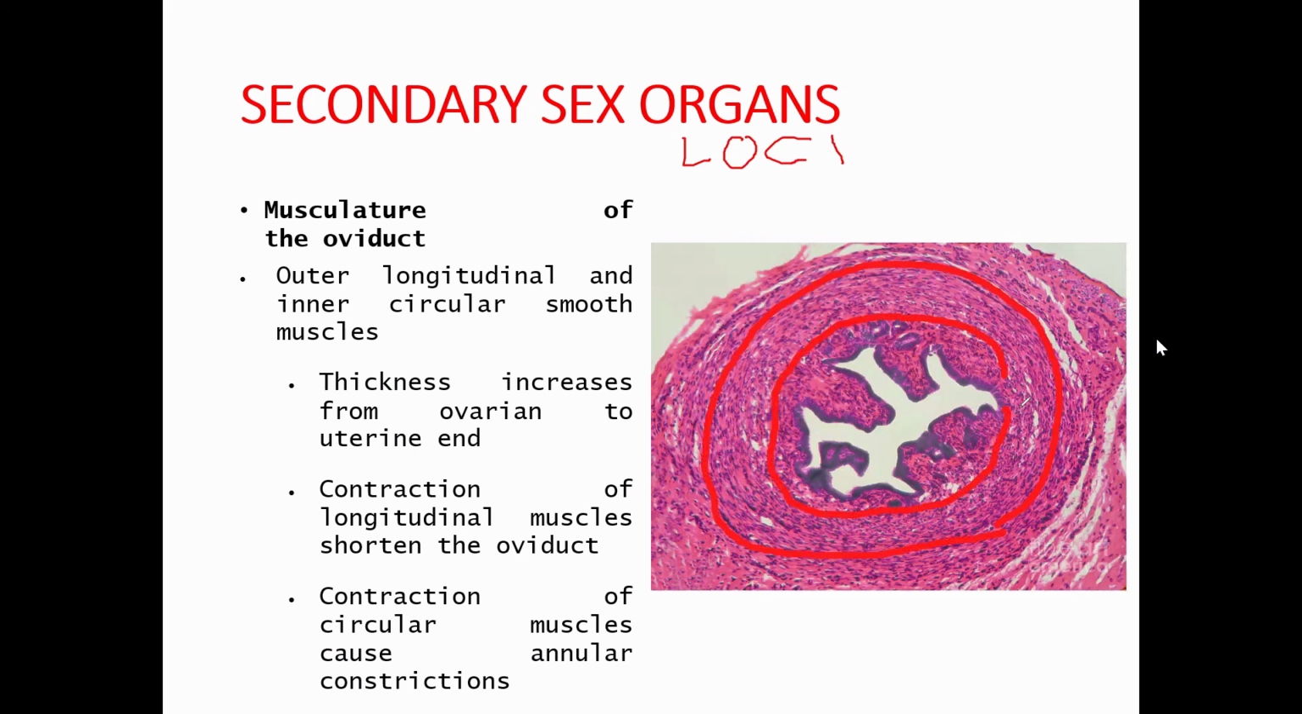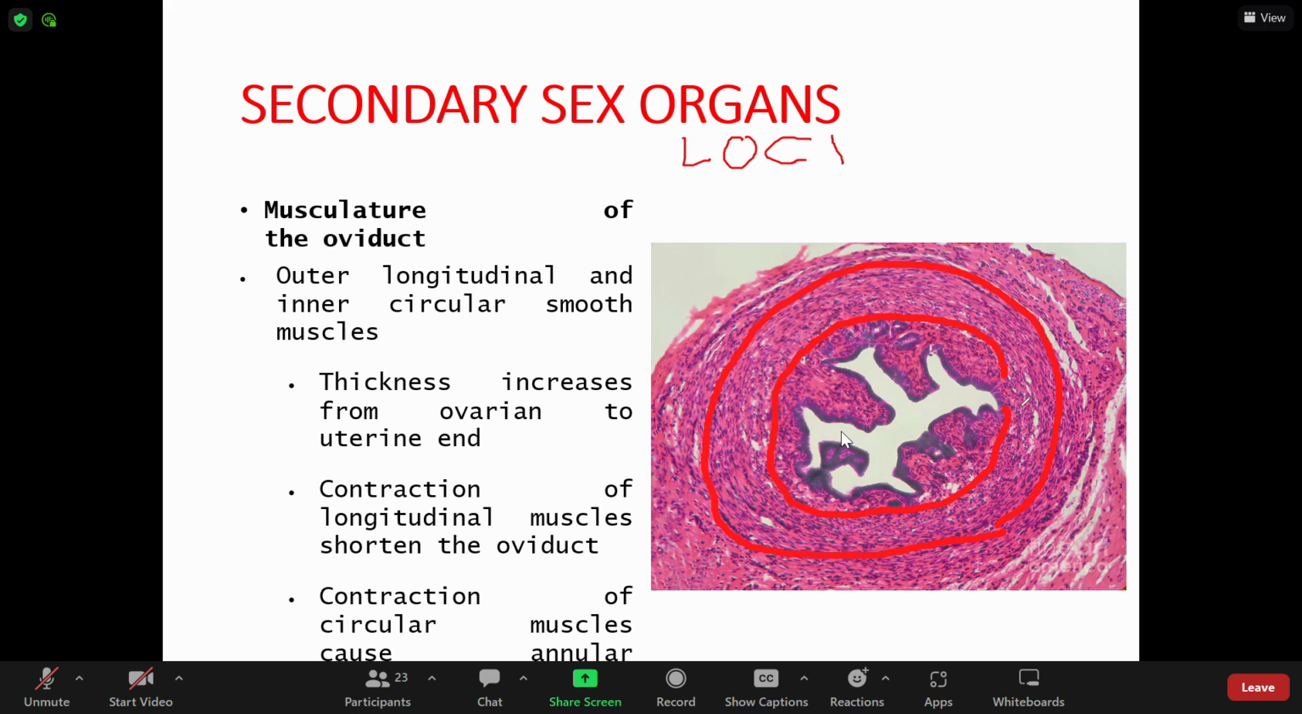Yes, Doc. Yeah. Okay. And in terms of the thickness, ito naman ay pakapal ng pakapal yung muscle habang papunta siya kay uterus. So meaning to say, manipis yung muscle dito sa ovarian end. Nagkakaintindihan? Pero pagdating kay uterine end or papunta kay uterine horn ay makapal yung muscles.